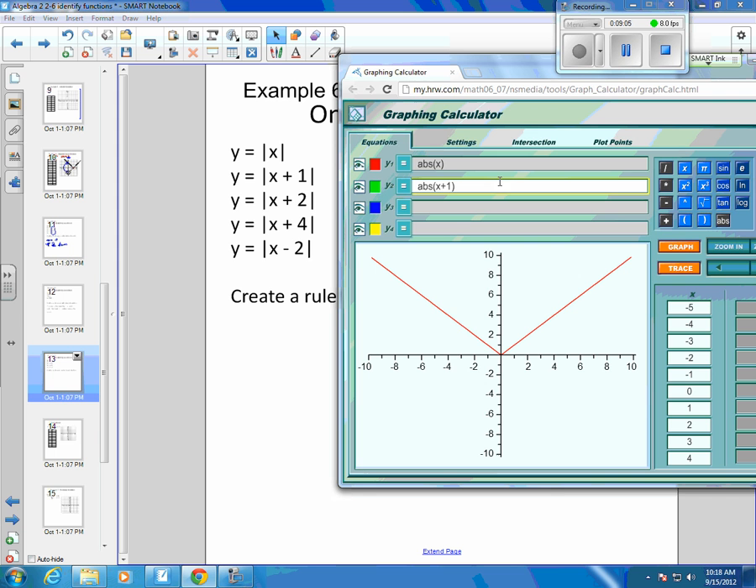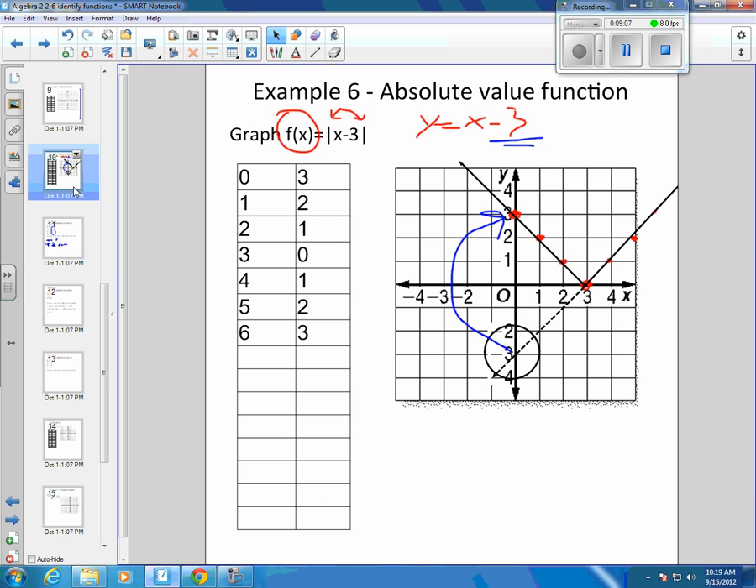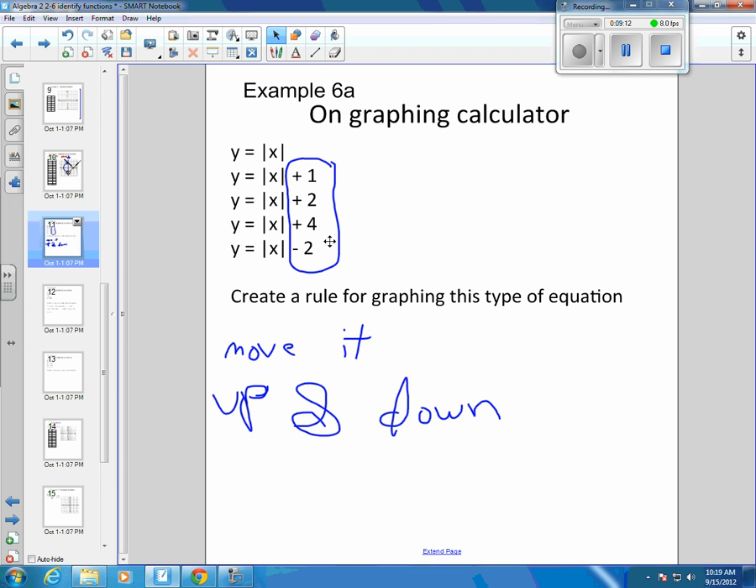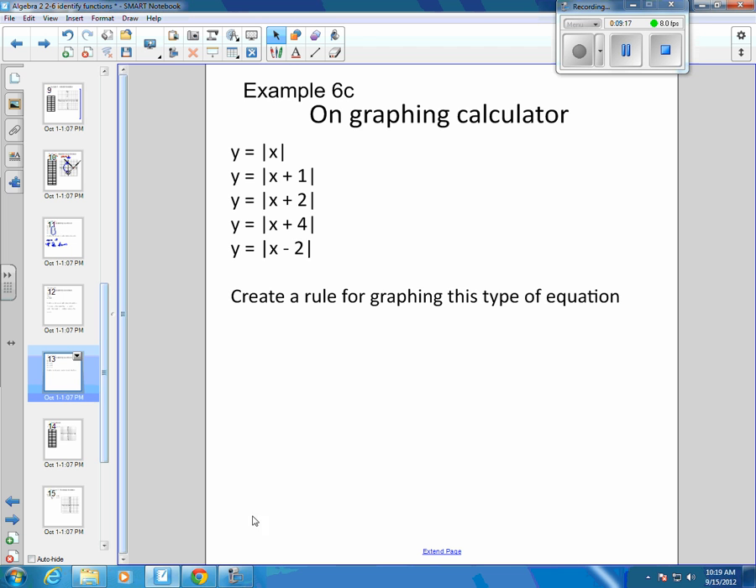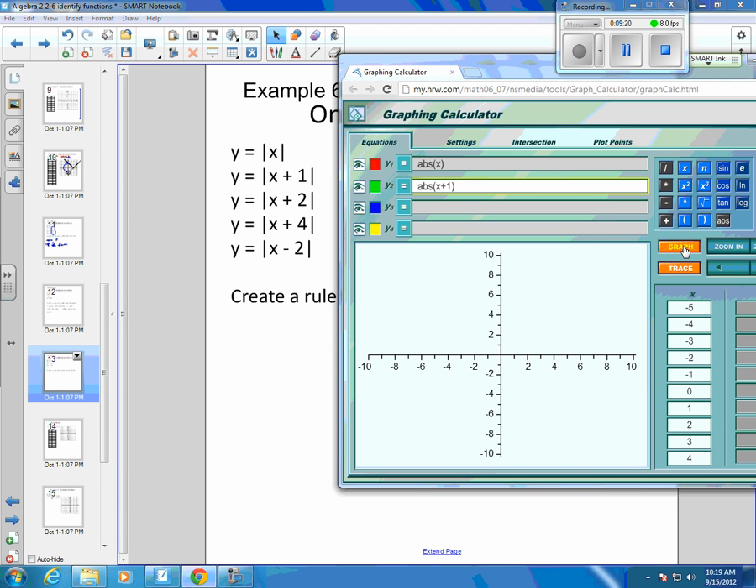So if it's outside, it moved it, where were we? Okay, when it was outside, we moved it up and down. So now that we are inside, let's see what it's going to do. Okay, so when it added 1, it actually moved it back. Let's try another one. So we've got the absolute value, and we want to do x plus 2. So if adding 1 went back 1, adding 2, we would guess would move us back 2.